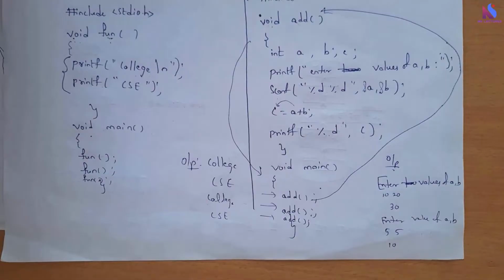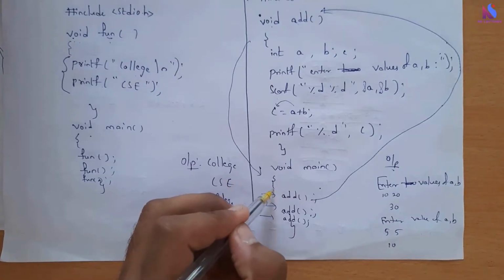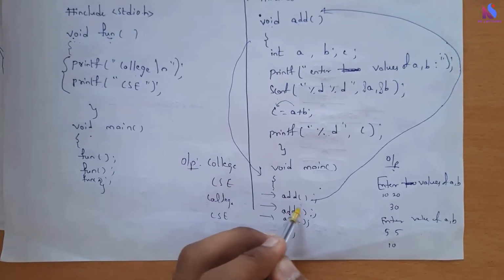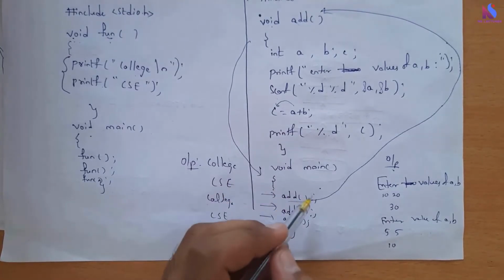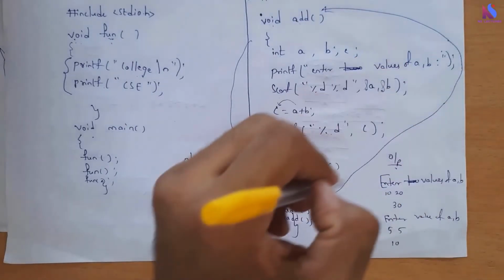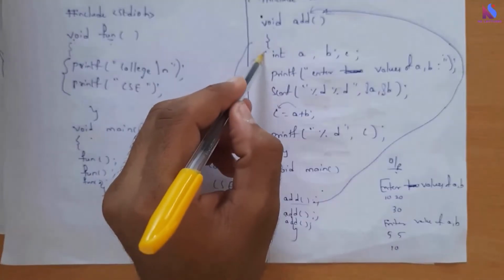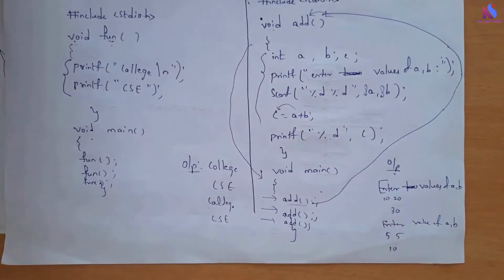So you need to remember that whenever you execute your program, at first control goes to the main function. After that, inside the main function I have given the function name as add. So it will check whether the add function is present in our program or not. So the add function is present here. So control goes to the add function and it will execute the code which is present in the add function.